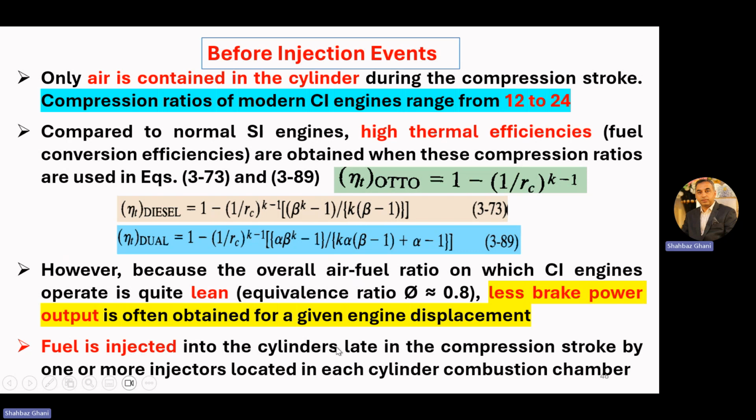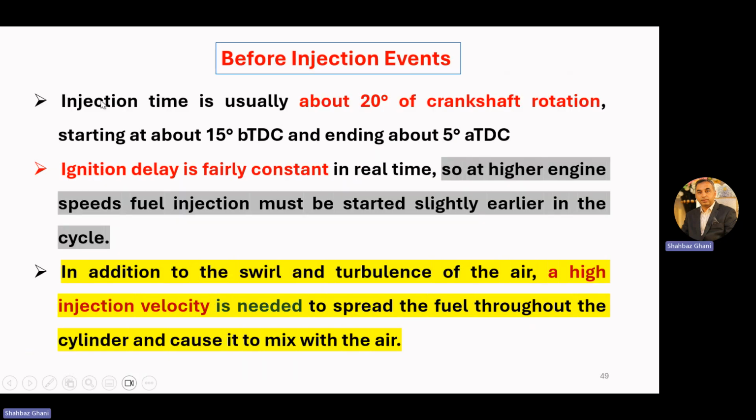Fuel is injected into the cylinder late in the compression stroke, as we know that in a CI engine, it is done by one or more injectors located in each cylinder's combustion chamber. At the end of the compression stroke, when the piston is about to reach TDC, we inject the fuel into the combustion chamber. The injection time is usually about 20 degrees of crankshaft rotation, starting at about 15 degrees before TDC and ending about 5 degrees after TDC.